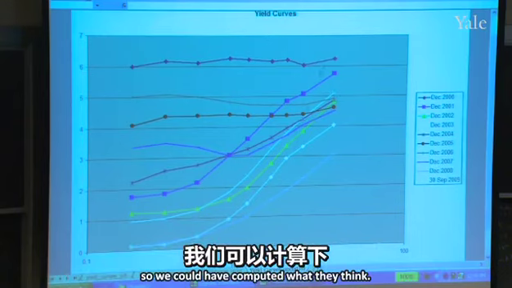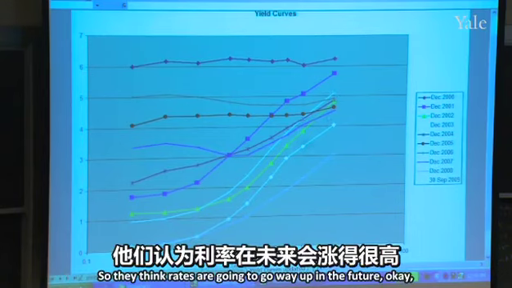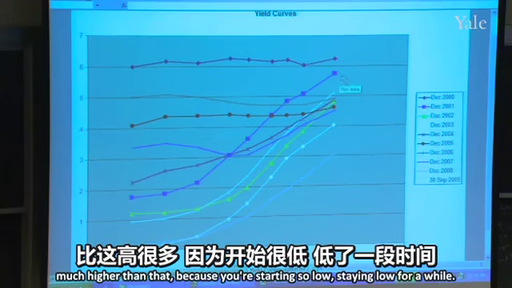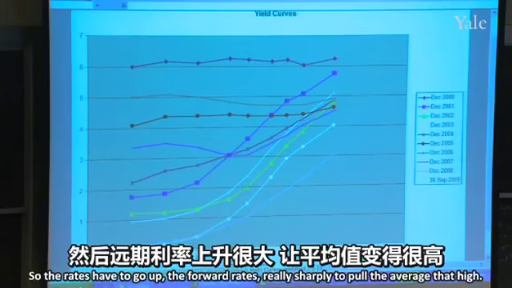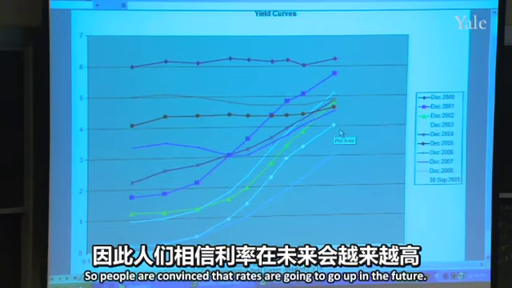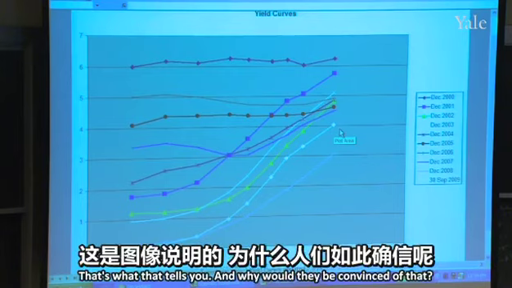So we could have computed what they think. So they think rates are going to go way up in the future, okay? Much higher than that, because you're starting so low. So you're staying low for a while. So the forward rates have to go up really sharply to pull the average that high. So people are convinced that rates are going to go up in the future. That's what that tells you.